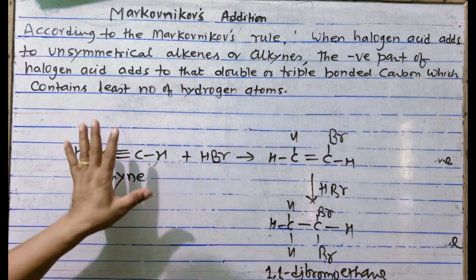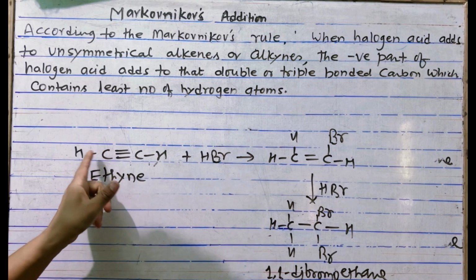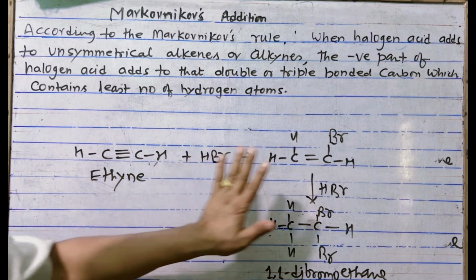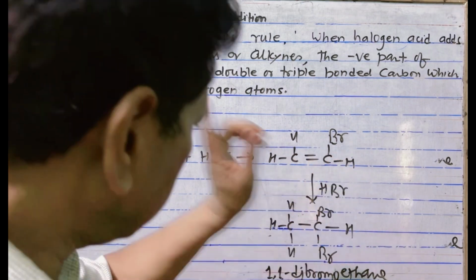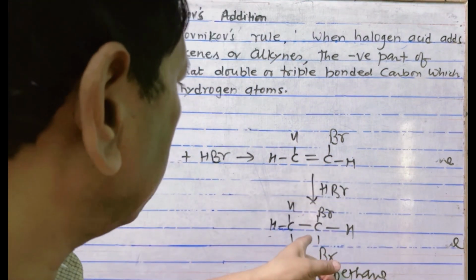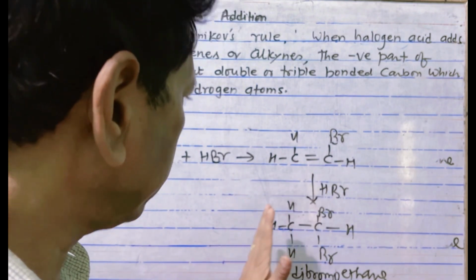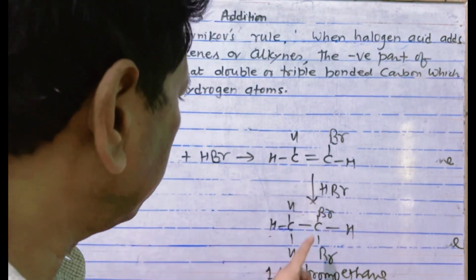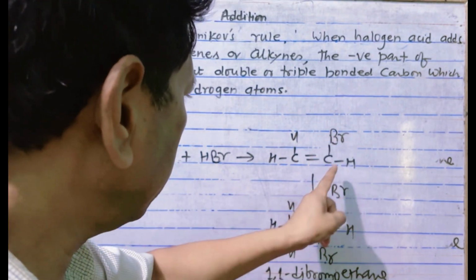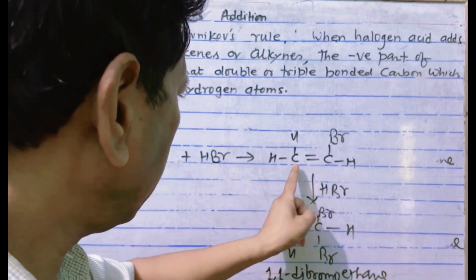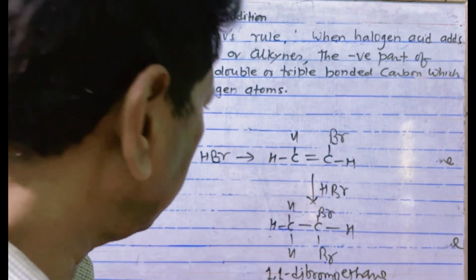First, this is symmetrical, no problem. One hydrogen and one hydrogen, whatever the addition, no problem. In the second step, this becomes unsymmetrical, and then the addition will not stop, so it will continue, and you will get again the bromine on this carbon and hydrogen on this carbon, and this is the final product.